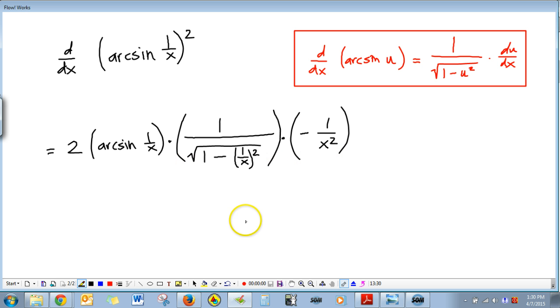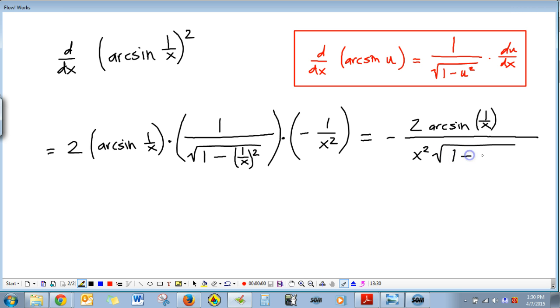So now we just need to do some simplifying. We'll have a negative, and then a big old fraction bar. On the top, we're going to have 2 times arcsine of 1 over x. And on the bottom, x squared times the square root of 1 minus 1 over x squared. This is a 2 and not a z.